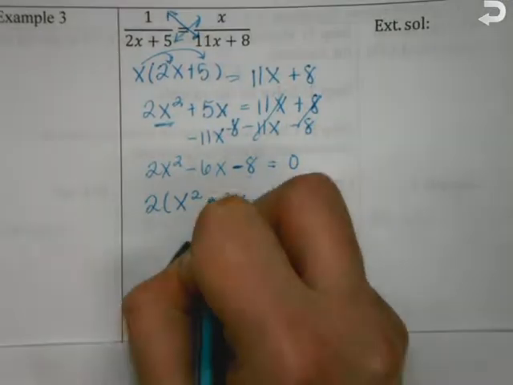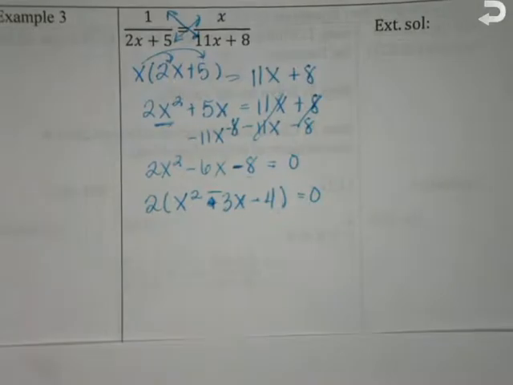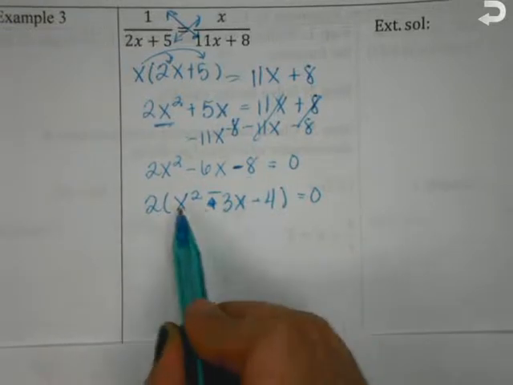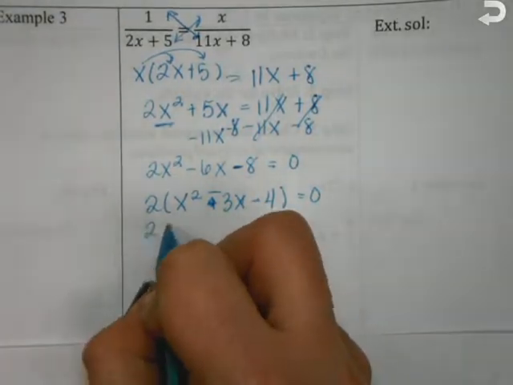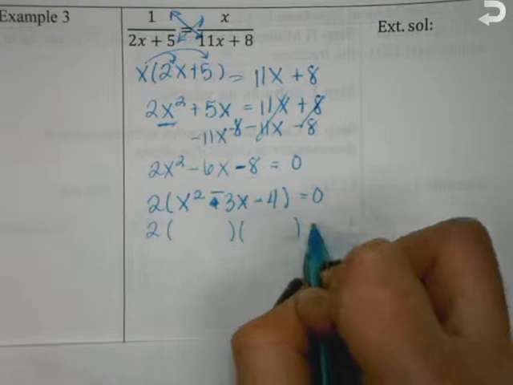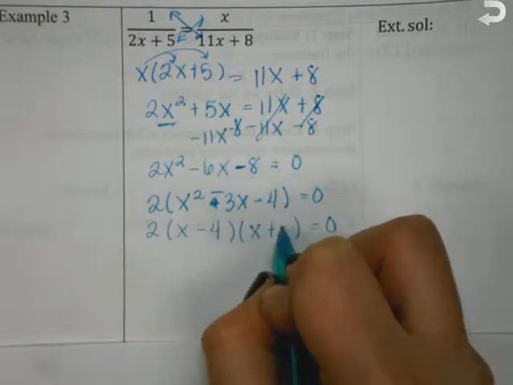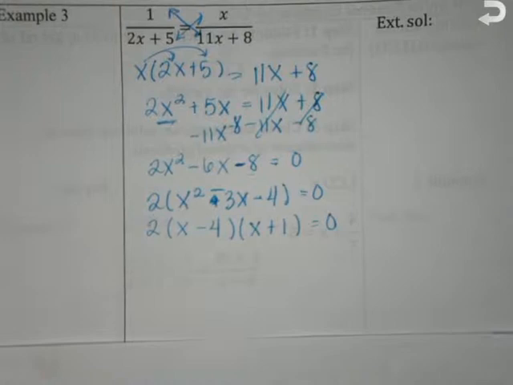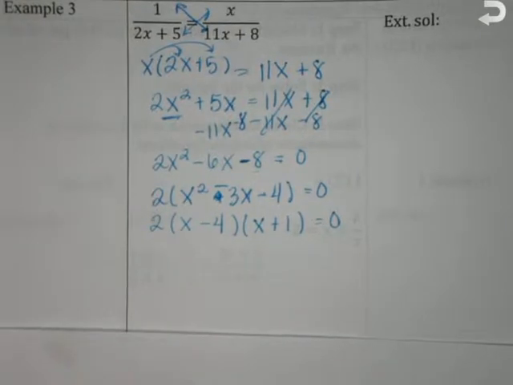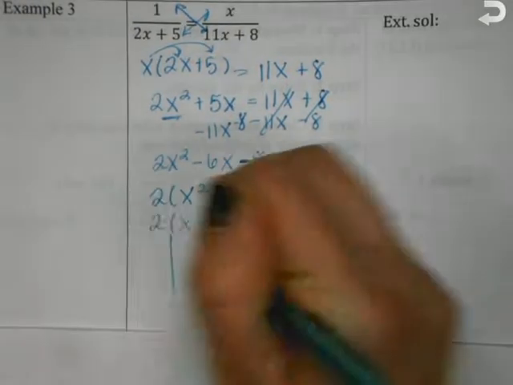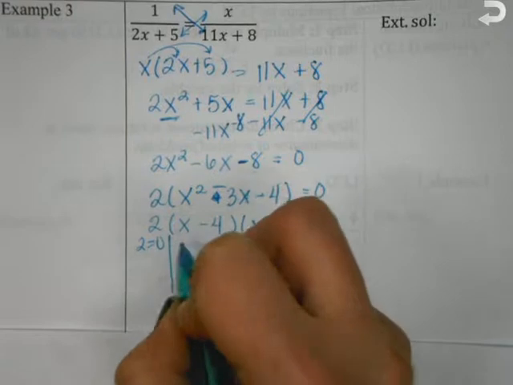Okay, how does x squared minus 3x minus 4 factor? x minus 4 and x plus 1. And then do you guys remember what we do from here? Set each one equal to 0. So 2 equals 0, x minus 4 equals 0, and x plus 1 equals 0.